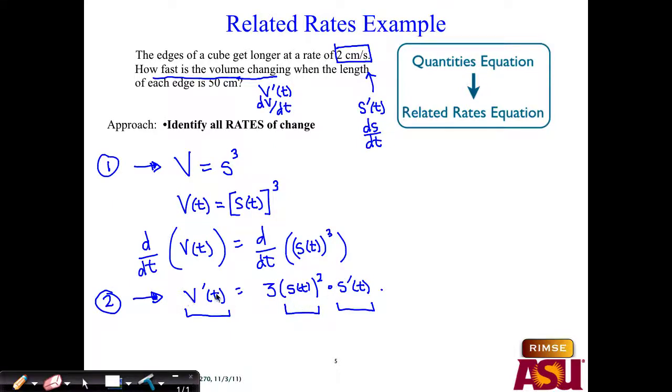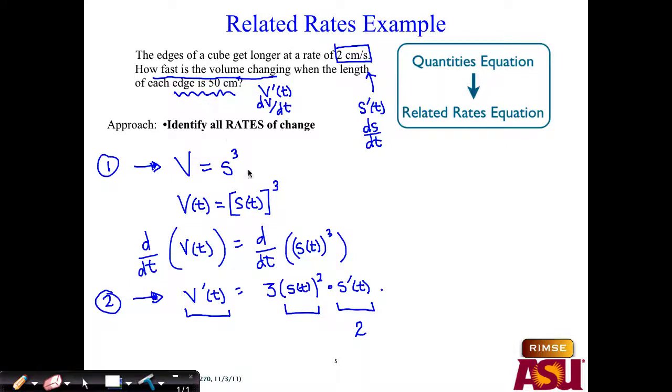Well, this is a formula for it, so all values of it for any value of t. But what we're looking for is the edges of a cube get longer at a rate of 2 centimeters per second. That's a rate of change of s. So this is 2. 2 is a value of s prime of t. I don't know what t we're talking about, but that doesn't actually matter. All I need to know is, let's see, it says how fast is the volume changing when the length of each edge is 50 centimeters. So I don't need to know the point in time, I just need to know the side length at that point in time. So that's great.